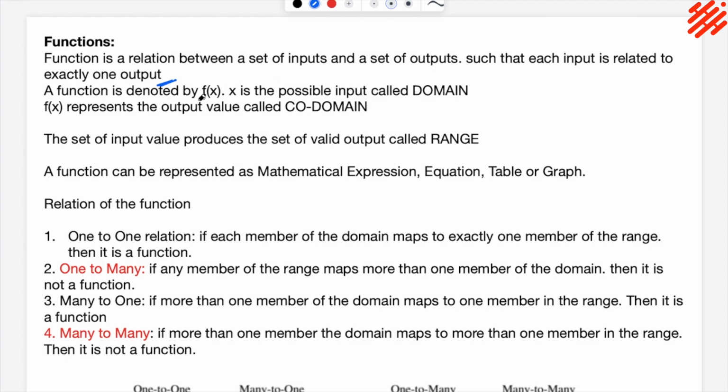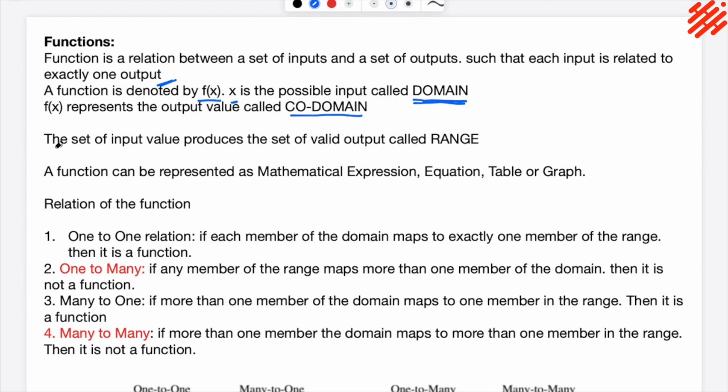A function is denoted by f of x, where x is a possible input called the domain. So in this topic of function, you need to remember some mathematical terms. The input values are called the domain, and the corresponding output values are called the codomain.